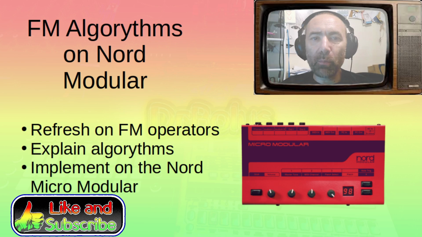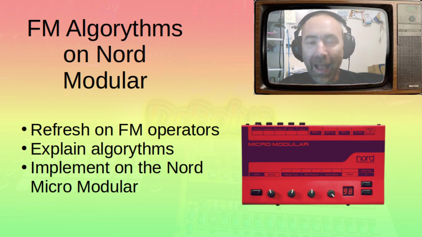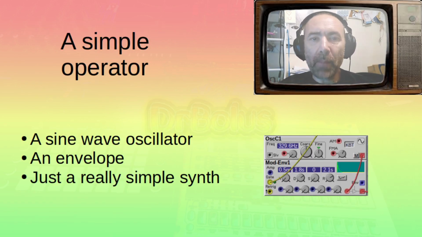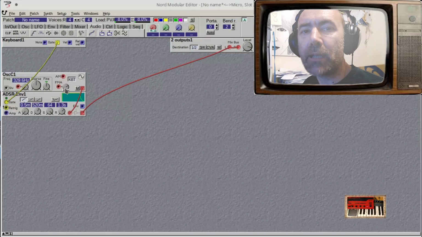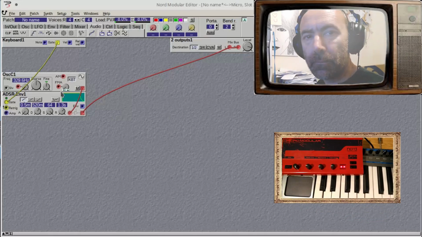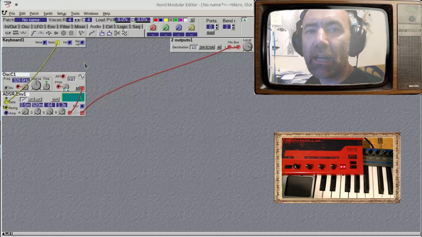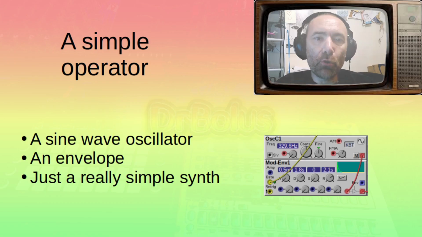So to start off with, we will refresh ourselves with what an FM operator is. Then I'll explain what FM algorithms are, as I'm sure you remember, and if you don't, check out the video that's linked. That will explain how an FM synth is built, starting with a very simple operator, and each operator is just an oscillator and an envelope. I've got one operator set up, and if you have a listen now, you can hear it just sounds like a simple sine wave organ. You could say it's almost the simplest synthesizer that you could create.